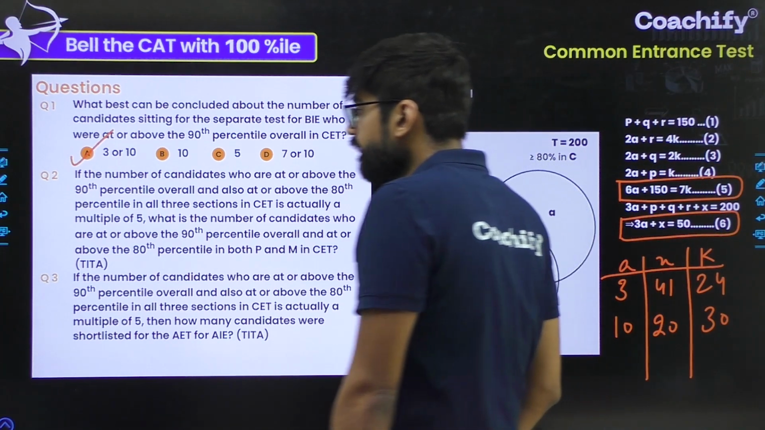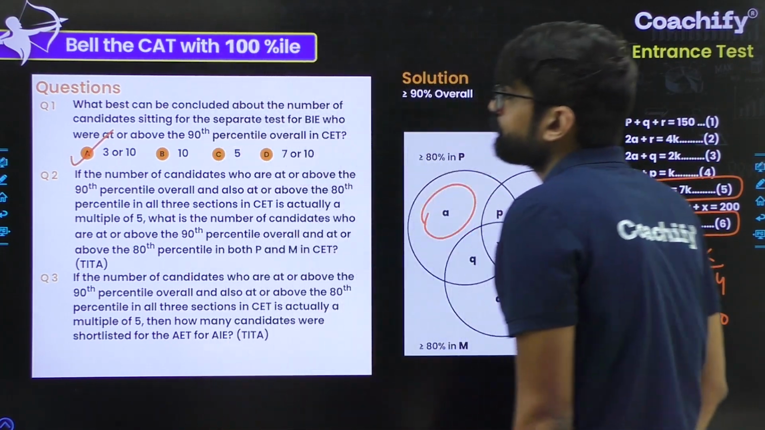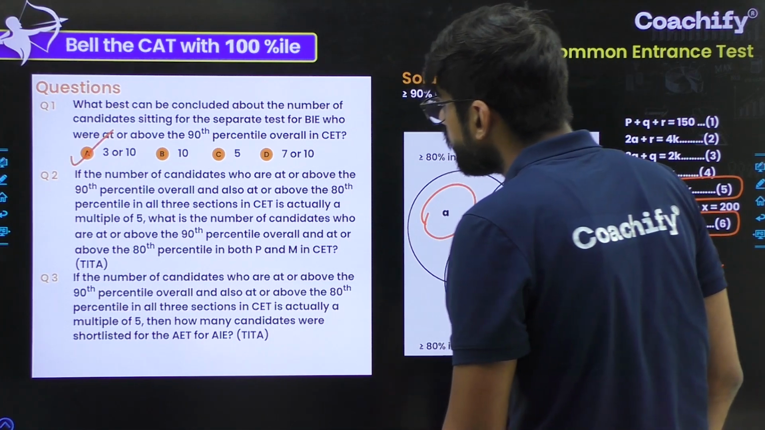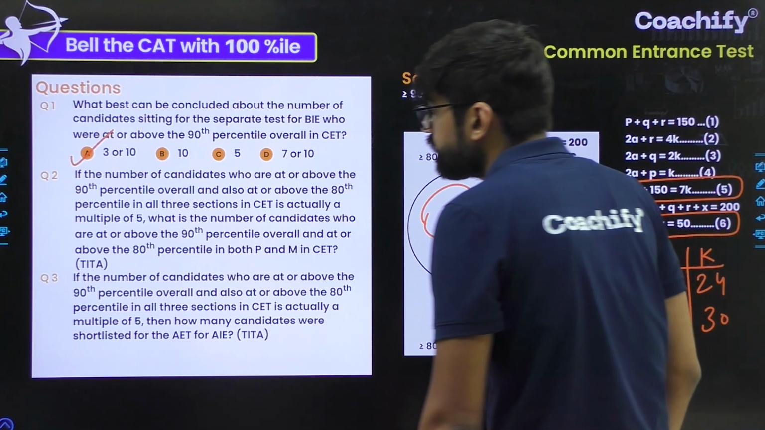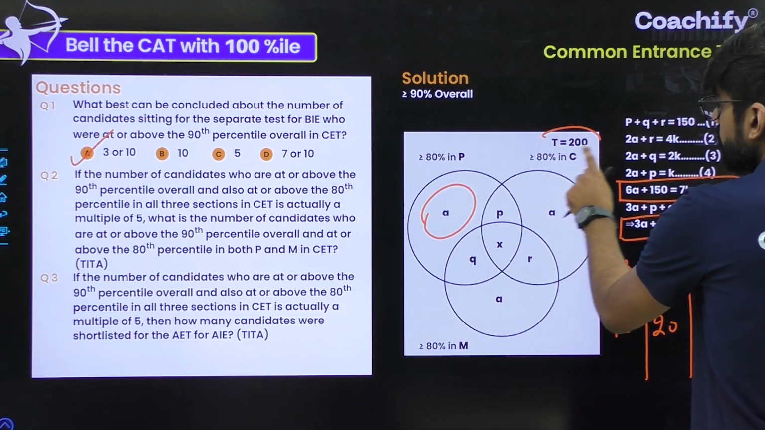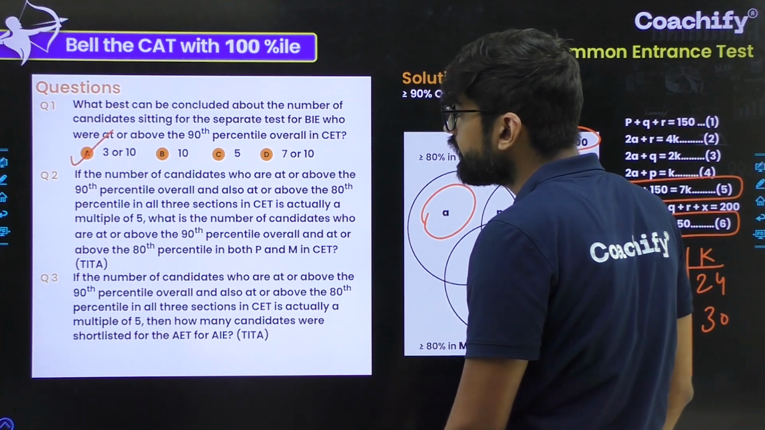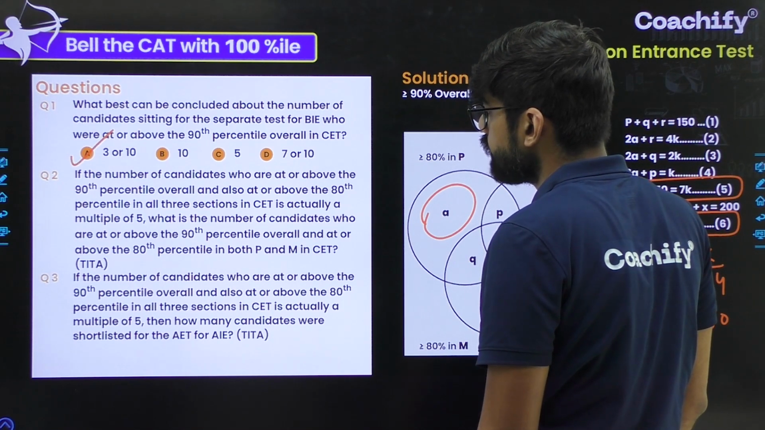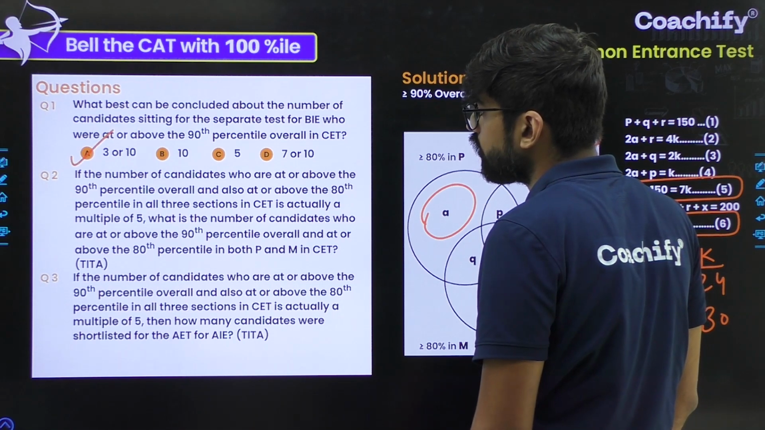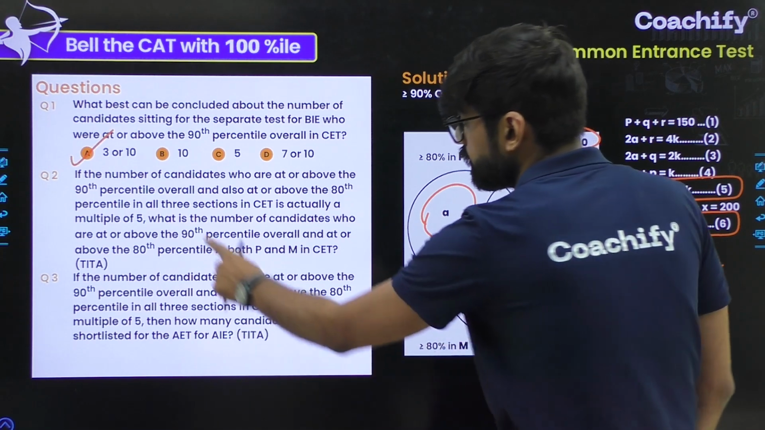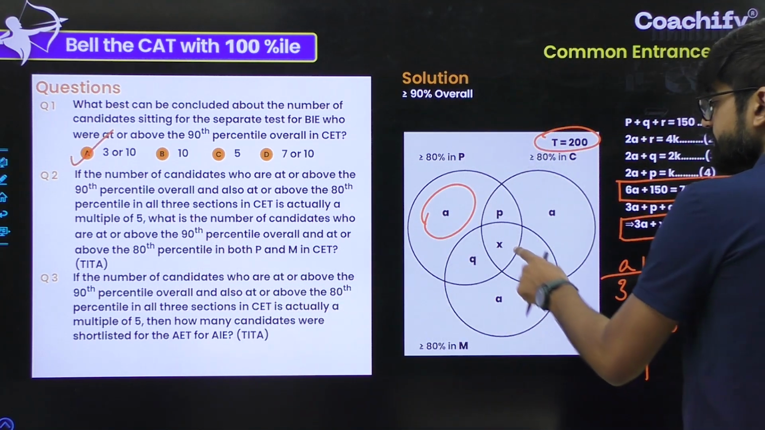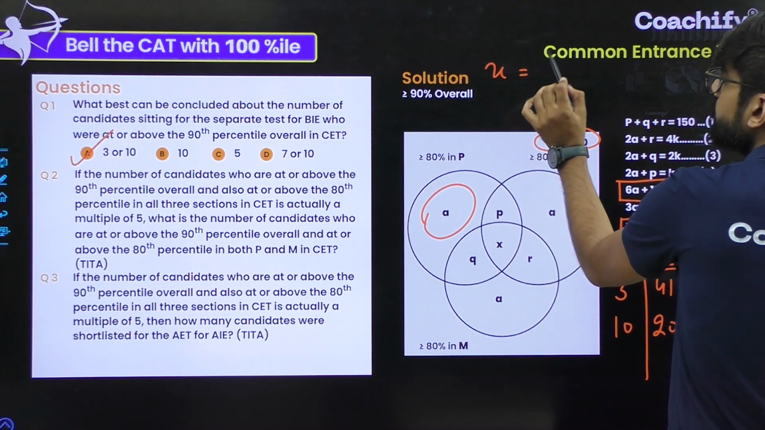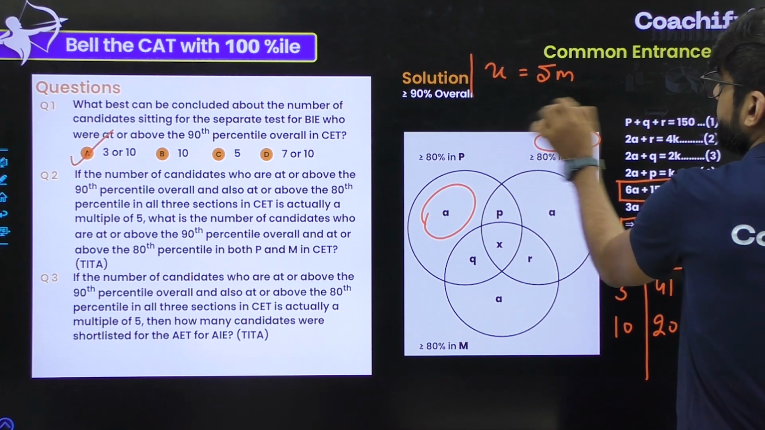So now let's have a look at question number 2. If the number of candidates who are at or above the 90th percentile overall, that means again we are talking about these 200, right? Above 80 percentile and also at or above the 80th percentile in all 3 sections in CET is actually a multiple of 5. What we are saying here? We are saying that X is nothing but some multiple of 5, right?